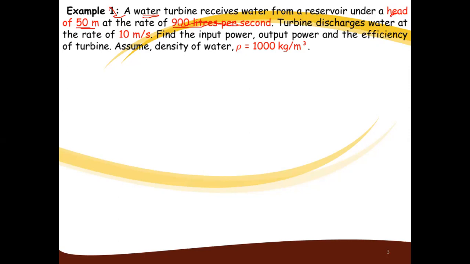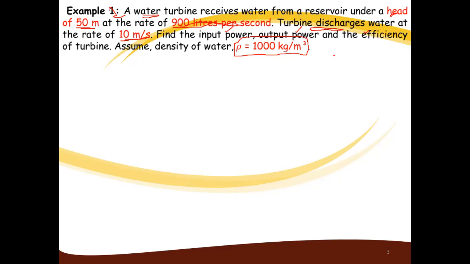Now we have to convert this 900 into meter cube per second. The turbine discharges water at a velocity of 10 meter per second. So the discharge from the turbine is given. We have to find out input power, output power, and the efficiency of the turbine. Again, density is given, that is rho is equal to 1000 kg per meter cube.